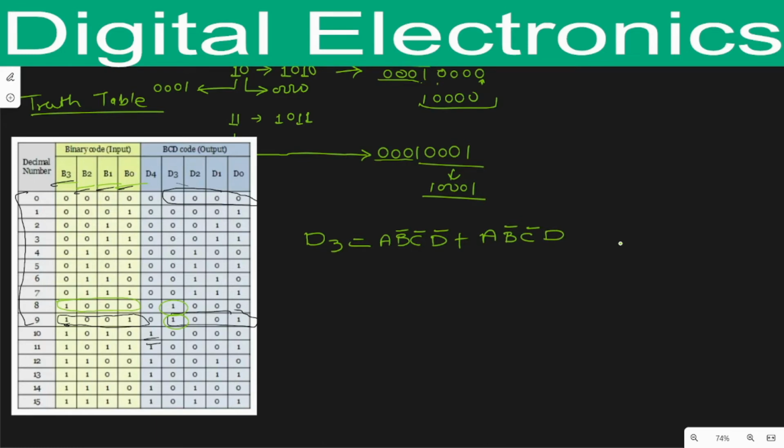Because of these two 1s available in D3, we write the equation as D3 equals A B bar C bar D bar plus A B bar C bar D. To minimize this equation, we can use various methods. We can minimize it by using Boolean theorems and laws, by using K-map, or by using the Quine-McCluskey method. But here I am taking a K-map to simplify this equation.